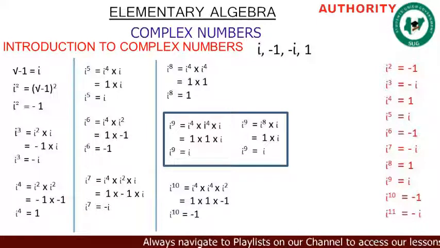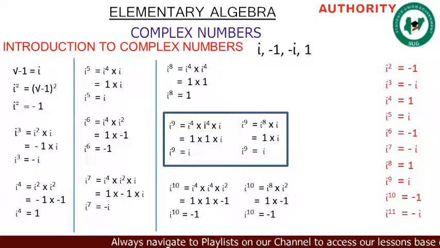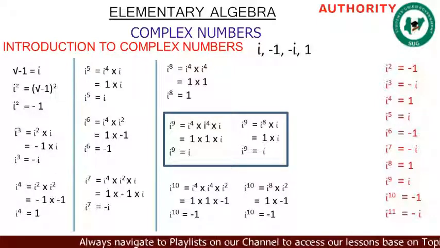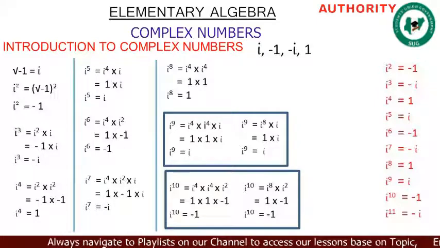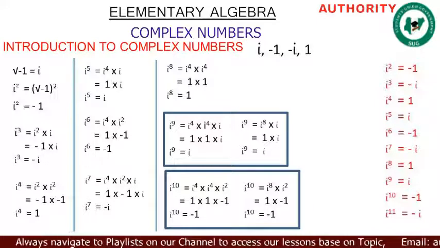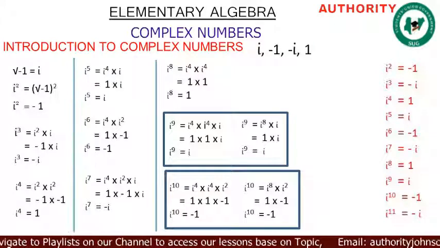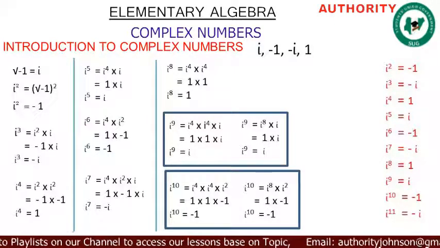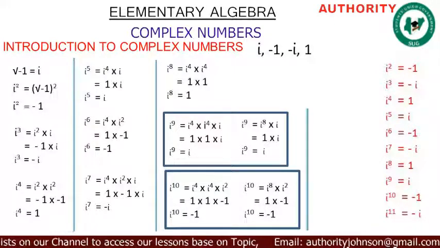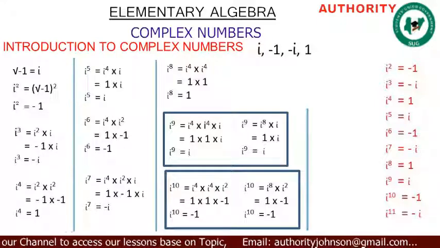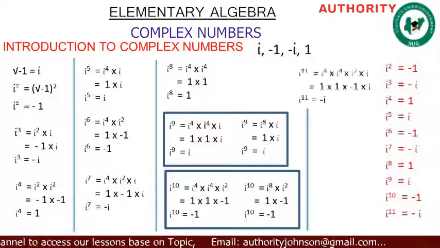But also, when you have i raised to power 10, it's going to give you i raised to power 4 times i raised to power 4 times i raised to power 2. So i raised to power 4 is what? 1, and then i raised to power 2 is minus 1. So we have 1 times 1 times minus 1. It's going to give you minus 1. So i raised to power 10 is equal to minus 1.